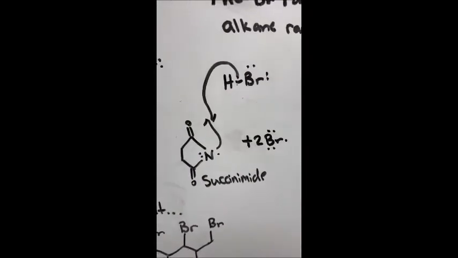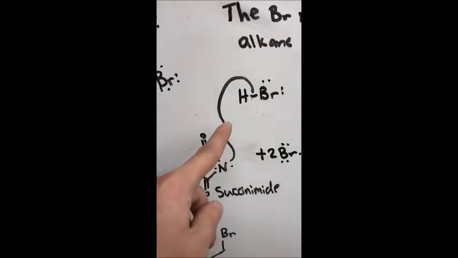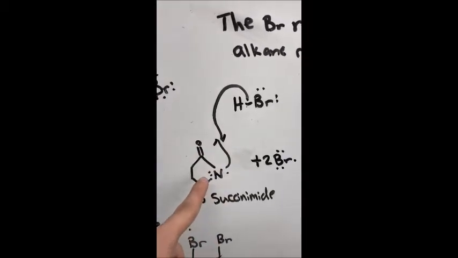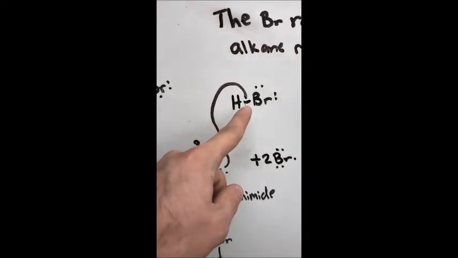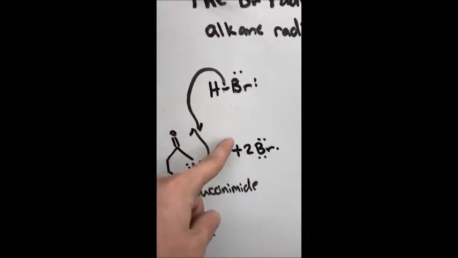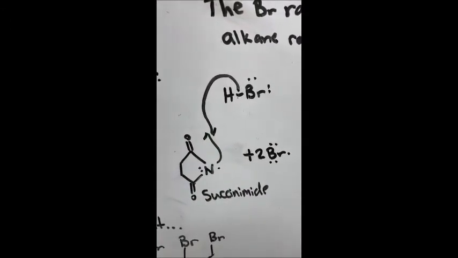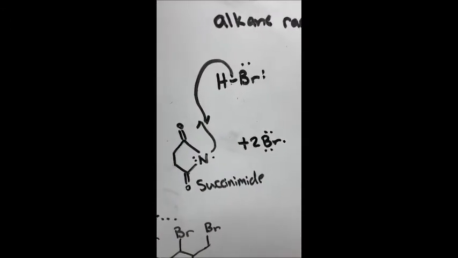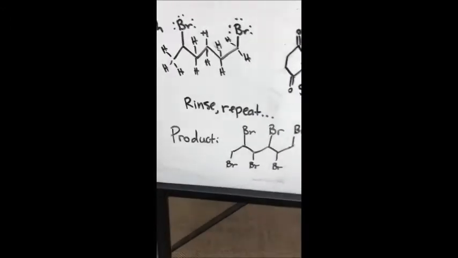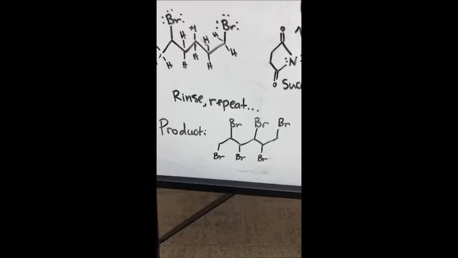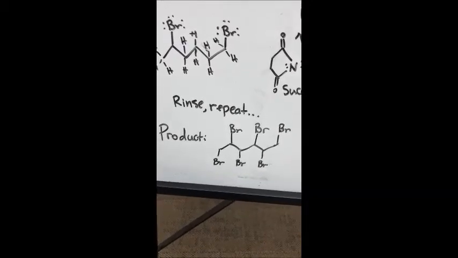Shown here is succinimide that is going to be formed. So under UV light, this attacks the HBr and it's going to form two radicals. The two Br radicals are going to combine together to make Br2, which will again be split by UV light and propagate the cycle. Ultimately, this process is going to rinse and repeat until our brominated alkane is formed.